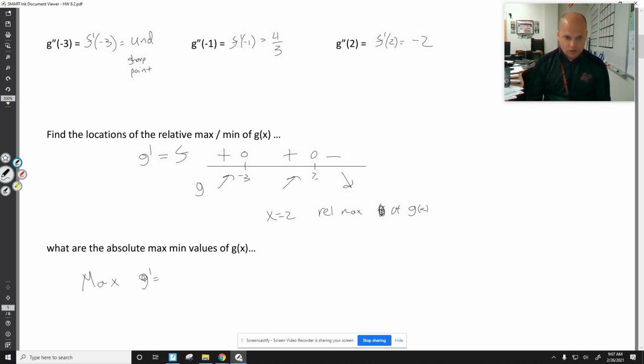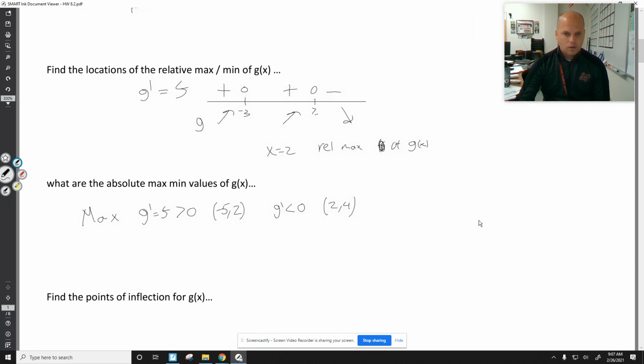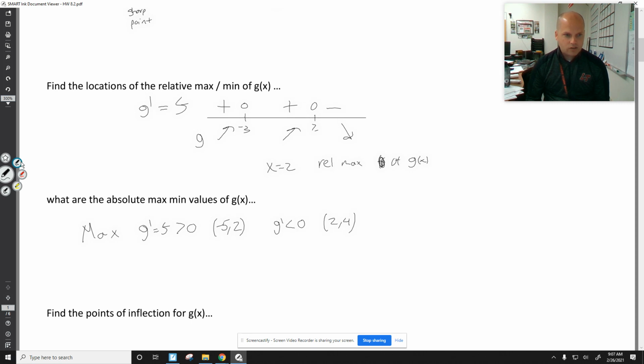because G prime, which equals F, is positive until 2, and then it's negative from 2 to 4. Is it 2 to 4? Yeah, from 2 to 4. Since that occurs, I know x equals 2 is the max, the absolute max.